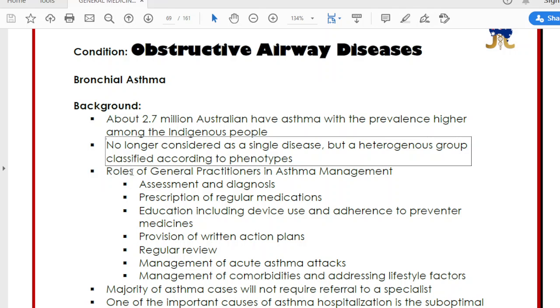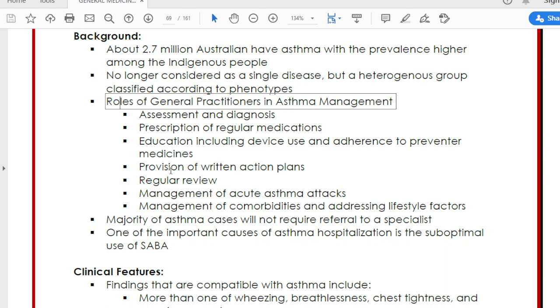Asthma is no longer considered a single disease, but a heterogeneous group classified according to phenotypes. Roles of general practitioners in asthma management: assessment and diagnosis, prescription of regular medications, education including device use and adherence to preventer medicines, provision of written action plans, regular review, management of acute asthma attacks, management of comorbidities and addressing lifestyle factors. The majority of asthma cases will not require referral to a specialist.